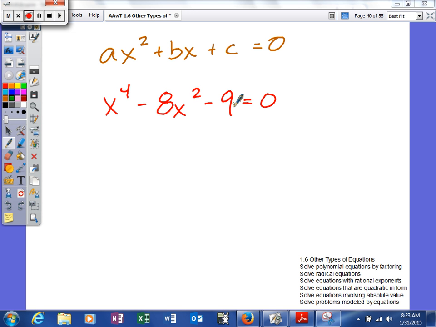Now, what the book will do is they actually use substitution. If you want to refer to the book and use substitution, I'm fine with that, as long as you make sure that you plug it back in at the end and solve for your original variable x as opposed to your substituted variable. That's fine with me, but what I'm actually going to do is I'm just going to teach you how to do something like this.